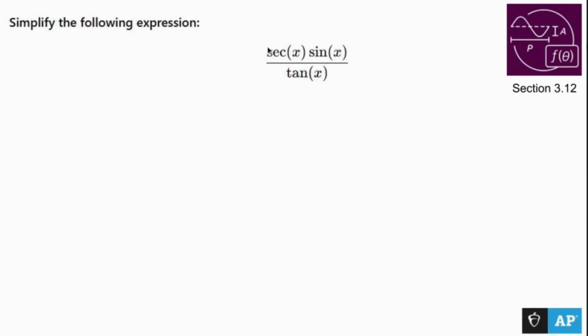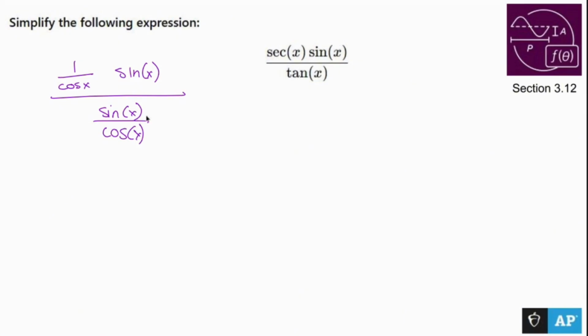Simplify the following expression. We have secant x sine x over tangent x. Usually when you see these, the first thing you want to do is write them out in their purest sine cosine form. So secant is 1 over cosine, so let me write that out. Sine is just regular sine, so nothing happens there. Tangent is sine x over cosine x.